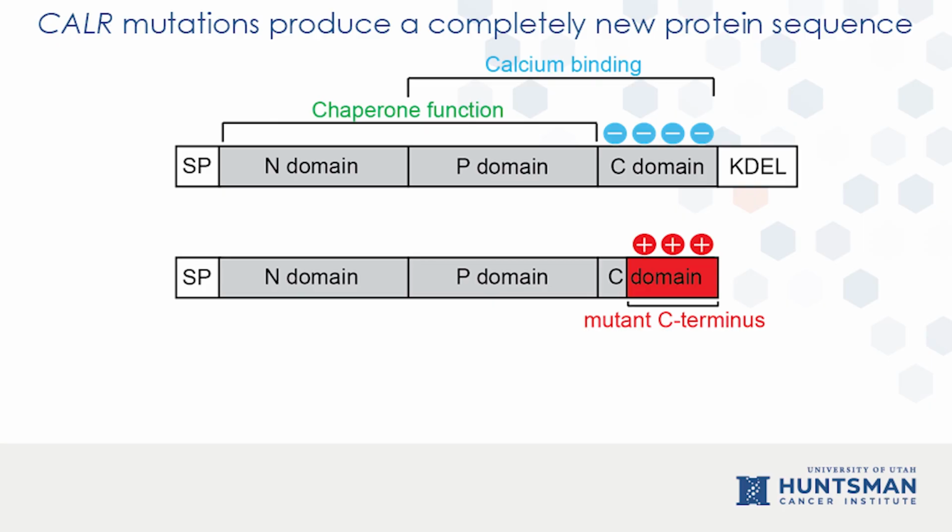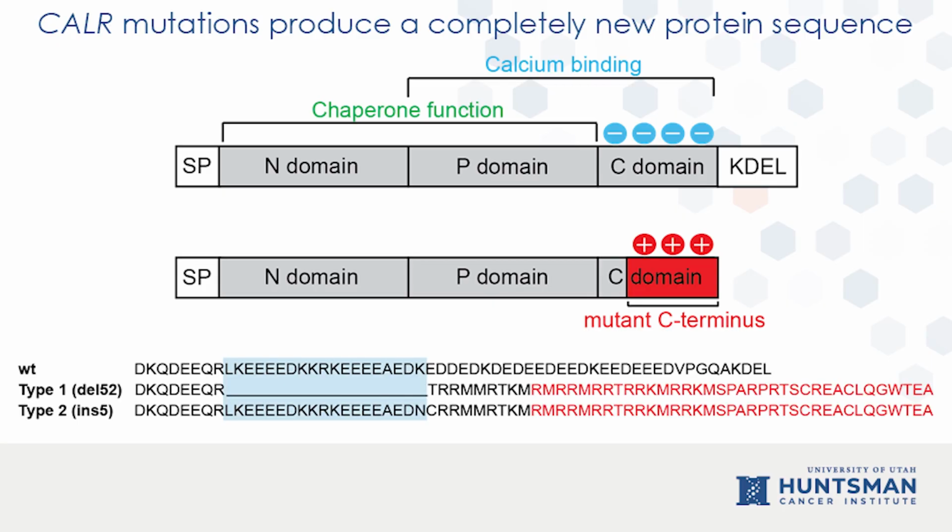And so if you just look at that red piece that's in what's called the C domain of the protein, that's a completely new sequence that you don't find anywhere else in your body. Like no other protein has that sequence. And so that makes it a great target for therapy because you can really go after just that mutant piece of the protein.